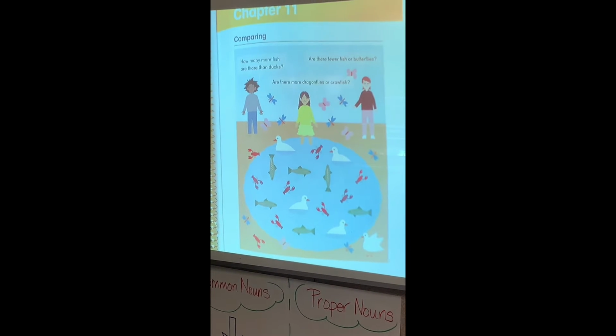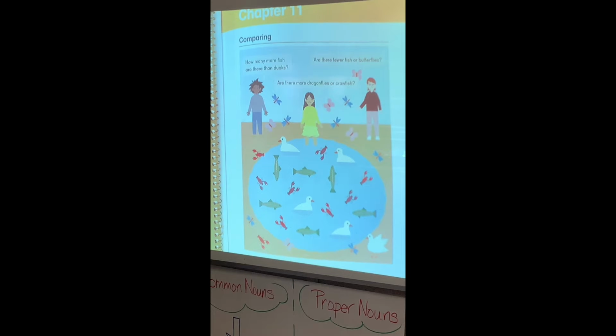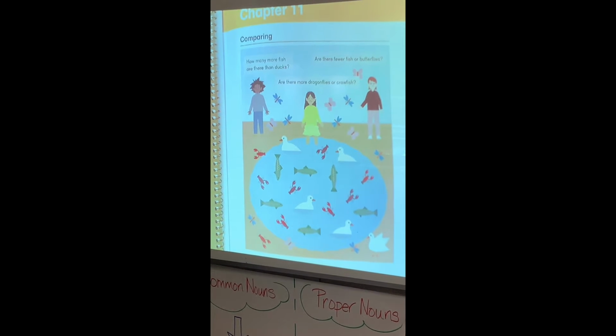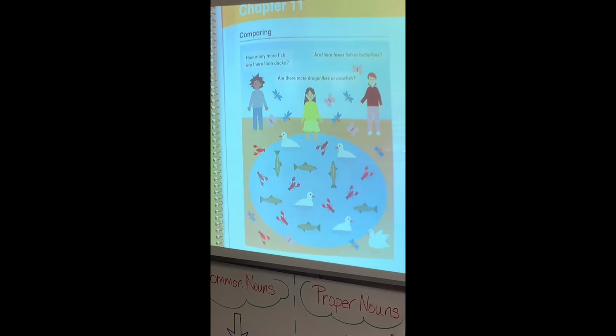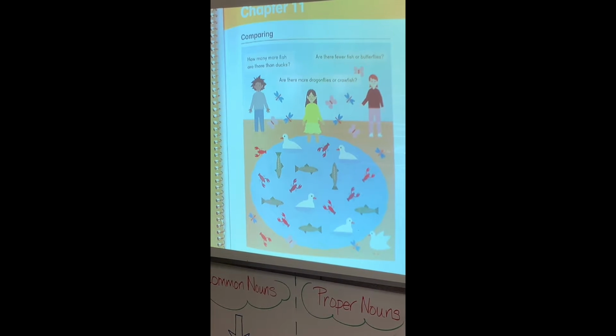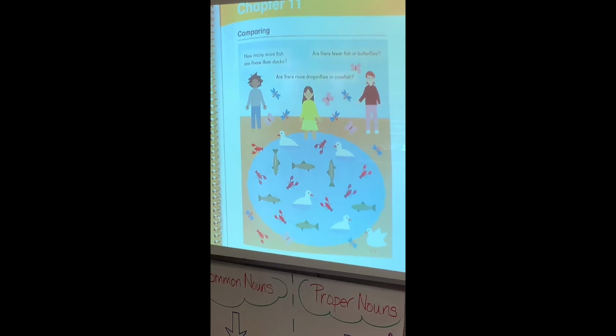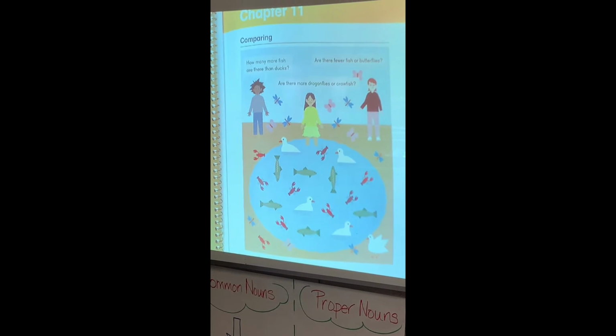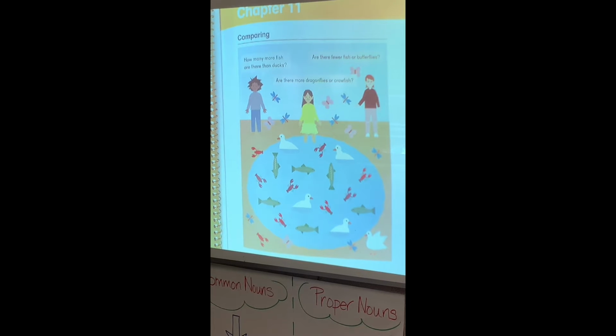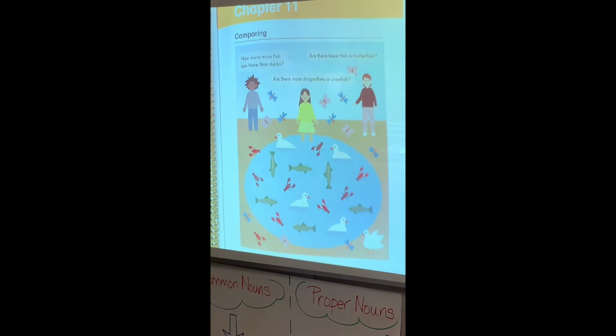Now, let's look at this. In order for us to see how many more fish there are than ducks, what's the first thing we have to do? Yeah, we have to count them. We have to count how many fish there are and how many ducks there are, and then we do the comparison. So let's see if we can count how many fish there are in our picture.